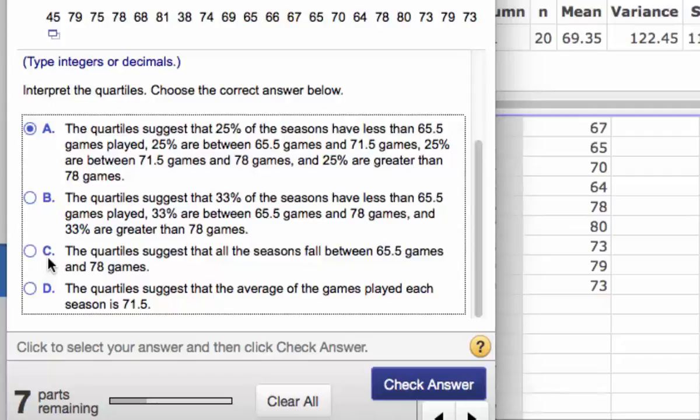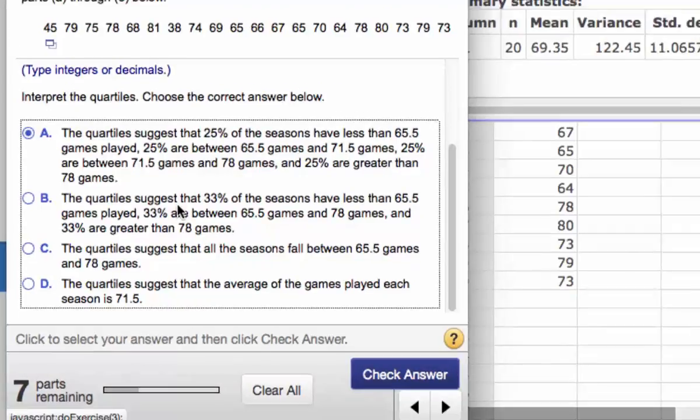The quartiles suggest that the average of the games played is 71.5. No, remember, quartiles are a measure of looking at the distribution, not a measure of center. Well, the median is a measure of center, but it's all based on the median, not the mean, right? So it's not about the average. Okay, so we like A.